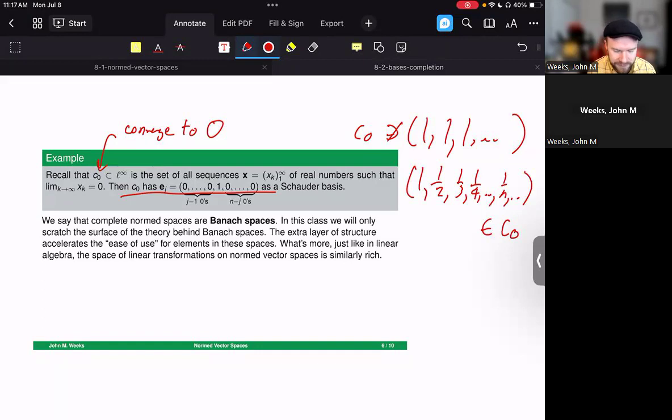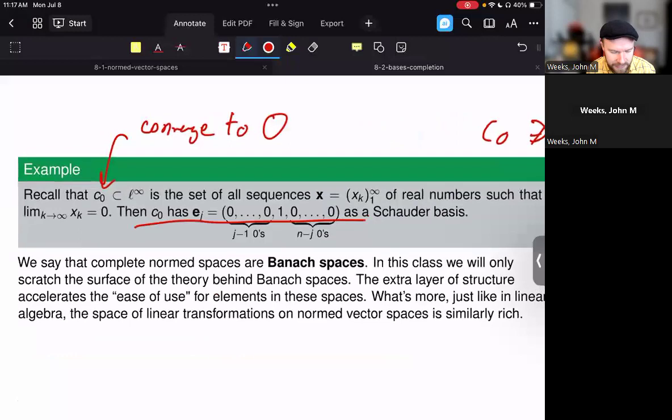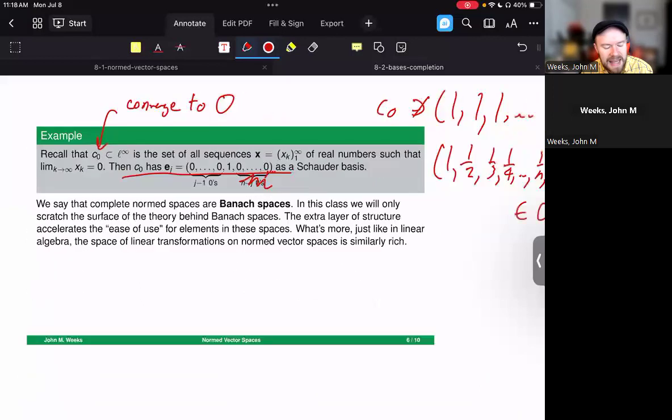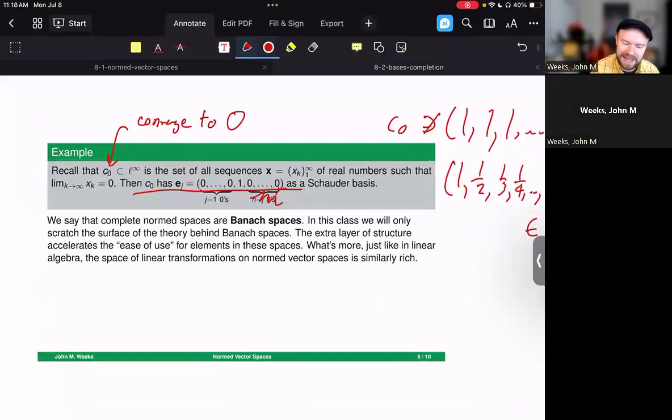This works neatly as a Schauder basis for this space. Quick typo here that I need to mention is that C0 is for infinite sequences, so this actually is not going to exist. This is going to go off toward infinity. My bad, I was looking at this as a finite sequence; it should be for an infinite sequence. We say that any complete normed space is a Banach space. Banach space means that you have a normed vector space that also has the notion of completeness.